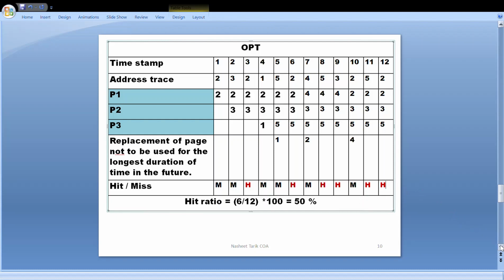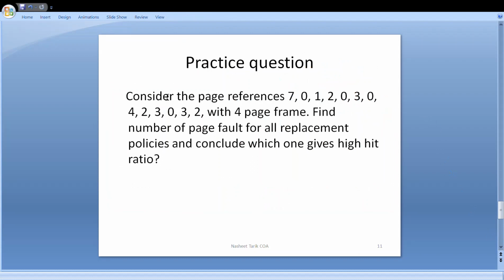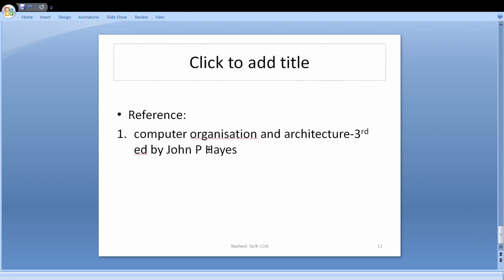So I hope you have understood all the replacement policies. So now you practice this question for all the replacement policies, and I have referred to this book for making this PPT.